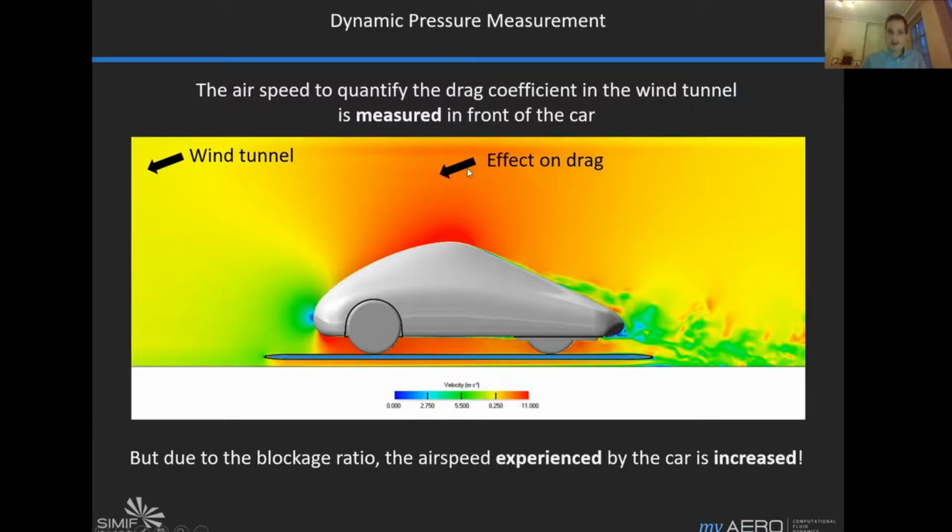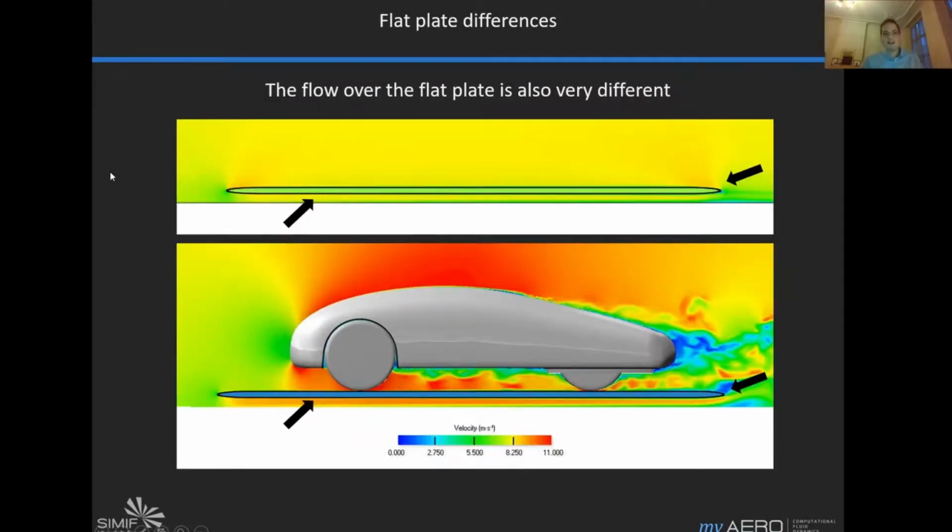And that has an effect on drag. So we measure the airspeed here to quantify our drag coefficient, but you might even be better off measuring it here. It's actually quite hard to figure out where exactly to measure it, but this is not necessarily the correct place for it. So that's one thing. And then the other observation is that the flow over the flat plate is very different.